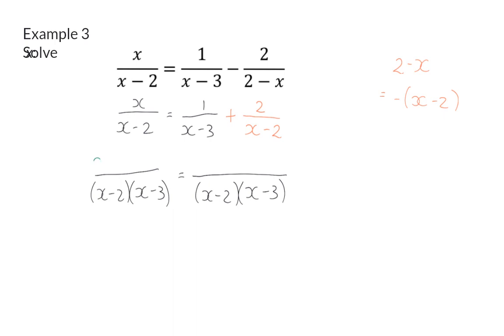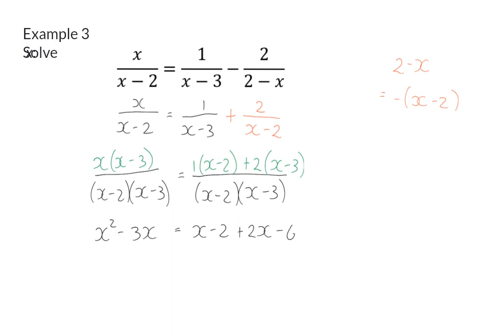Now we get our equivalent fractions, and the first fraction still needs to be multiplied by x minus 3. The second fraction of 1 in the numerator has to be multiplied by x minus 2, and 2 has to be multiplied by x minus 3. Now that our denominators are exactly the same, we can continue working only with our numerators and simplifying them. The left will be x squared minus 3x. On the right we'll have x minus 2 plus 2x minus 6.